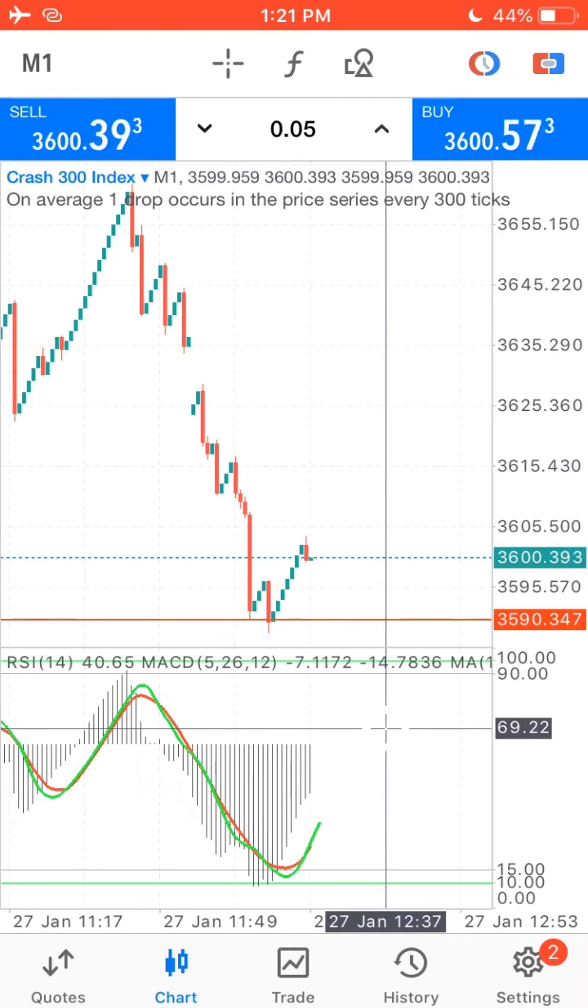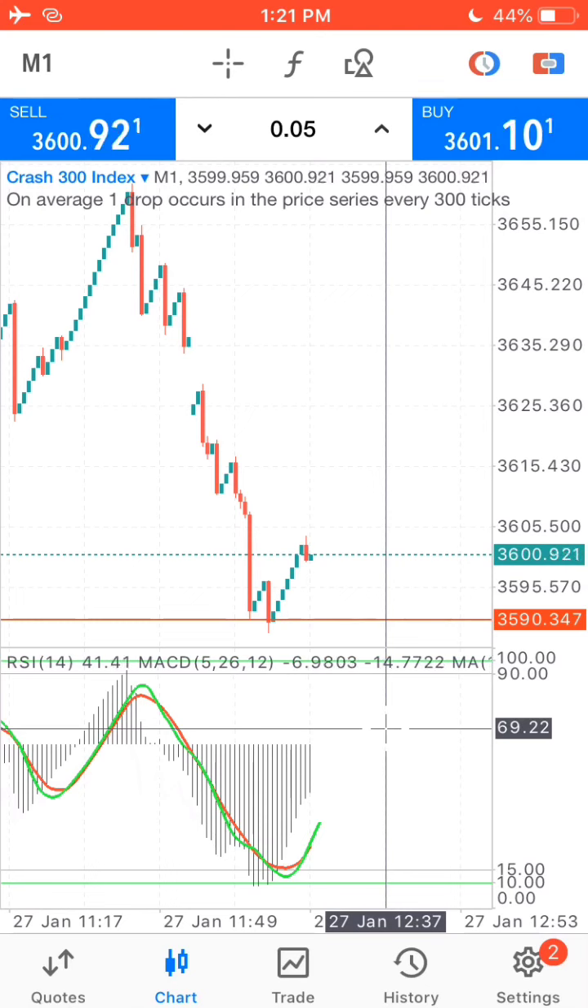But you should also know that you can't just depend fully on indicators. You have to also check different time frames, get your support and your resistance. You can't just go in expecting to use indicators only. No, that would be very wrong.